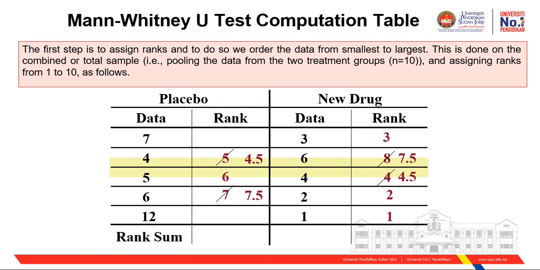So divide by 2, 7.5. And then next, we rank 9 and 10. So that's the rank. The first step is you need to rank the data. So done with the rank.